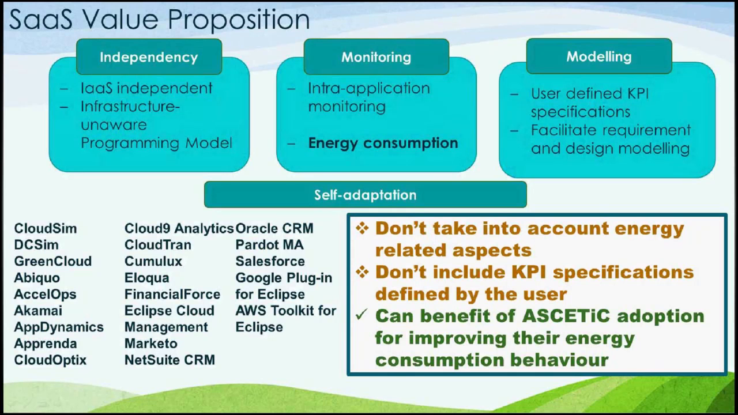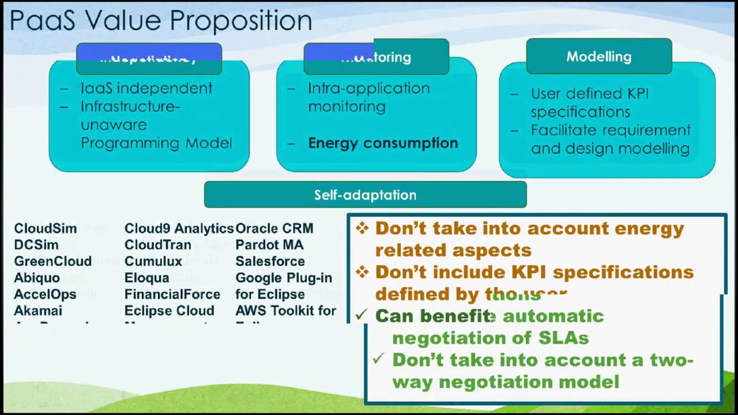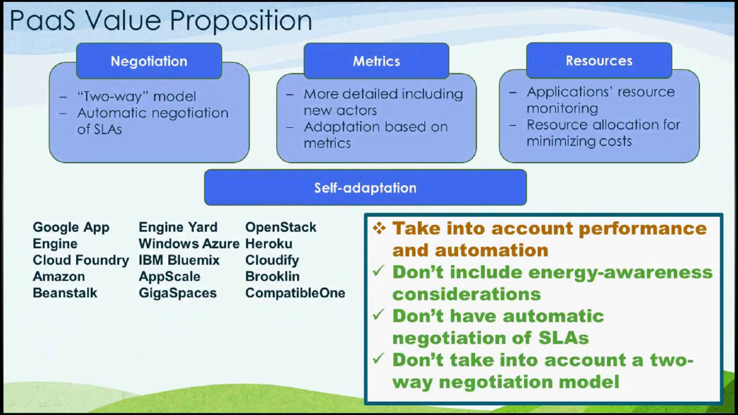We understand that SaaS providers and in general software developers can benefit from ASCETiC adoption as a way to improve their energy consumption behavior. At the level of platform as a service, our tools are able to manage the life cycle of an application that is ASCETiC compliant. Generally speaking, it reads the requirements of the application and selects the best infrastructure provider in which to deploy it, and during execution the SLA manager monitors that the SLA is fulfilled, and if something is violated, it notifies the self-adaptation manager in order to take decisions.